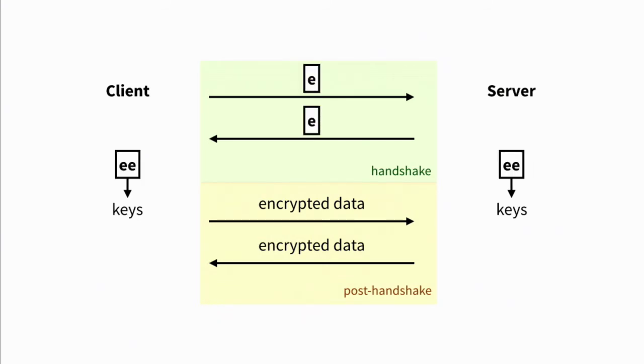Noise calls ephemeral keys E, a token E. And when you do a Diffie-Hellman key exchange with two ephemeral keys, you will call that EE. That's how Noise works. And then Noise writes this kind of handshake with this syntax, where you send a client's ephemeral key, and then the server sends its ephemeral key, and then they do a Diffie-Hellman key exchange on both of these keys. So that's the notation you will see if you look at the specification.